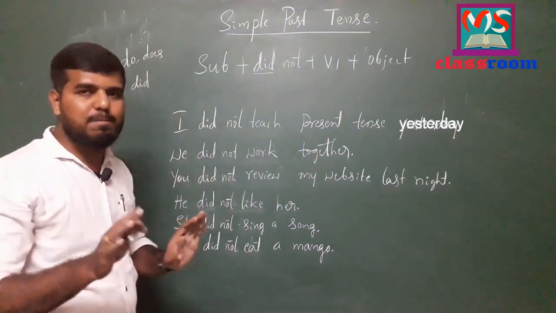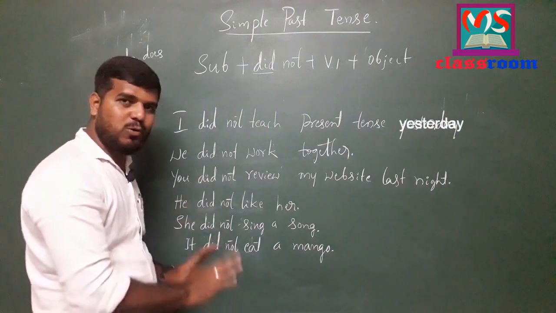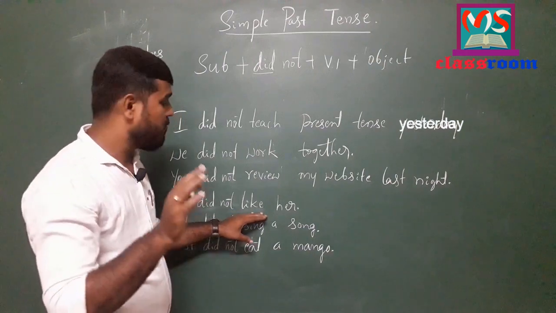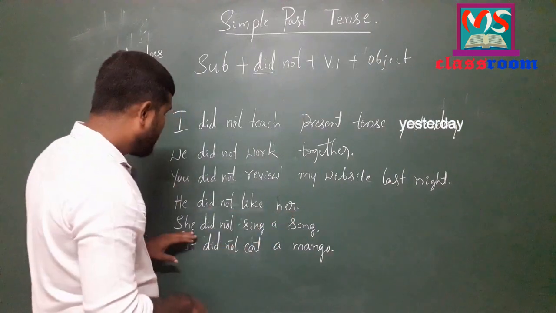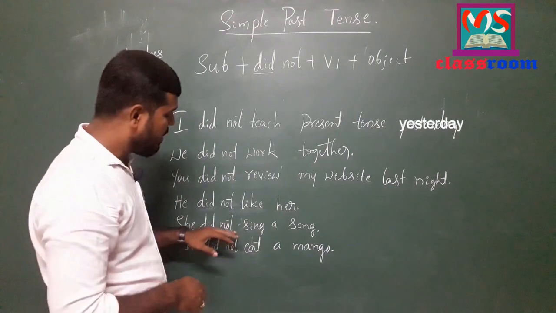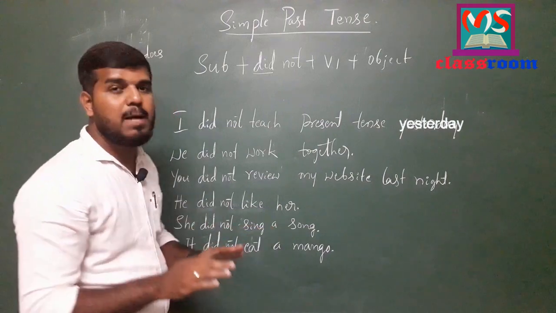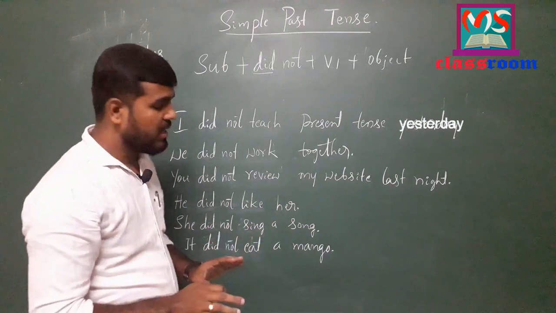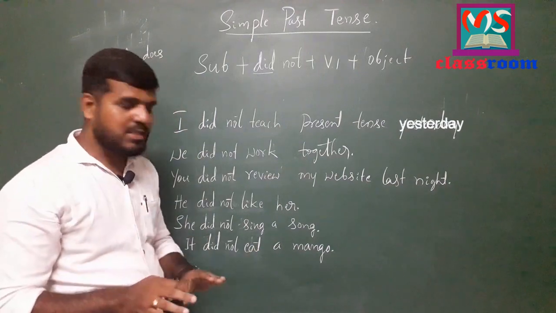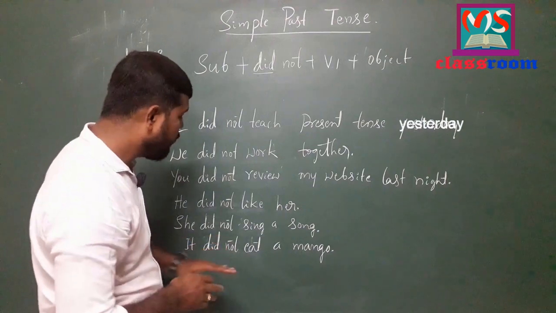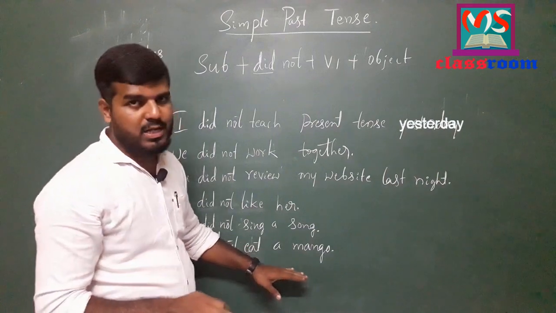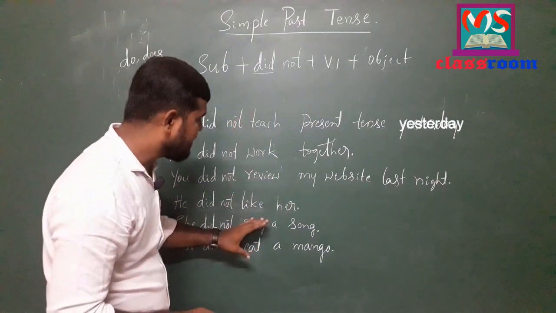Here, he is third person singular, it agrees with did only, which is the past form of do, and not like the present form of verb. Her is object. She did not sing a song. She is third person singular, did is past form of do, not, sing a song. Sing is present form of verb, a song is object. It did not eat a mango. It is third person singular and did is past form of do, eat is here present form of verb and a mango is object.